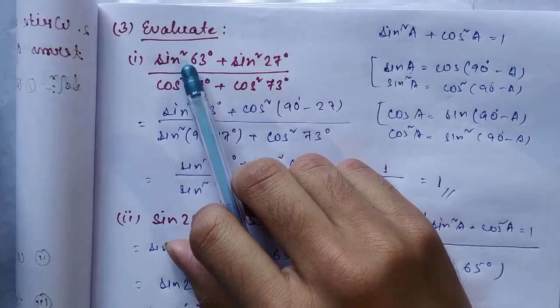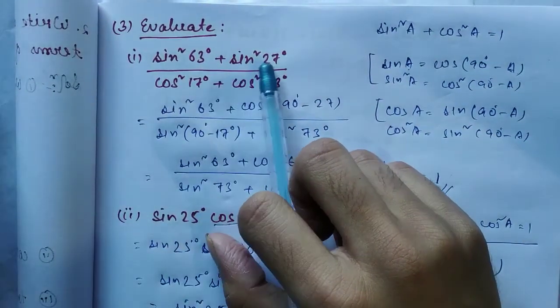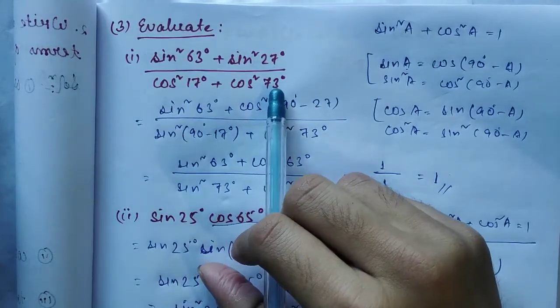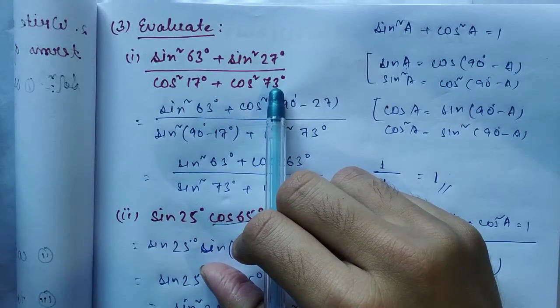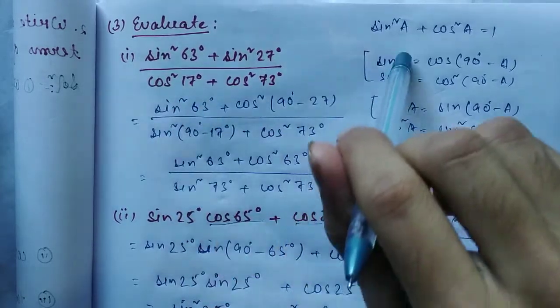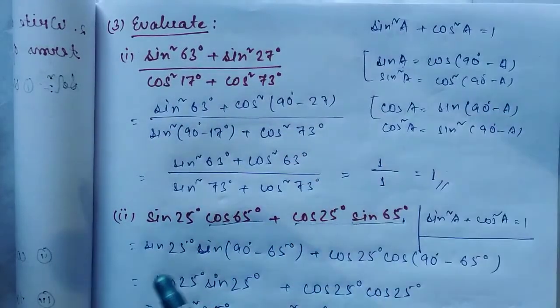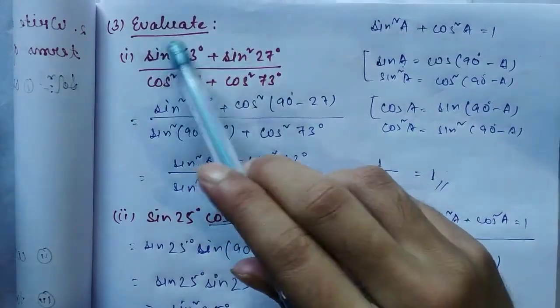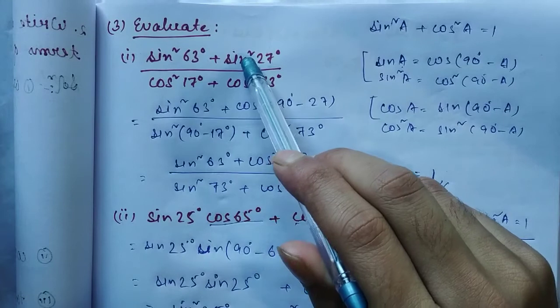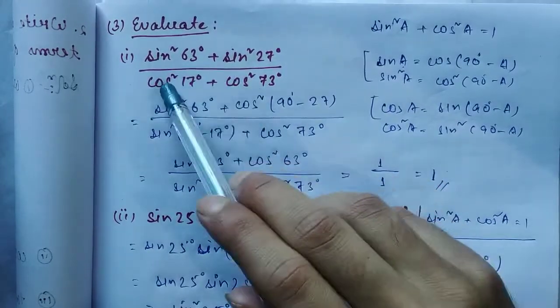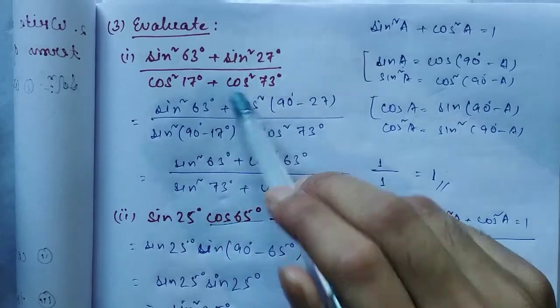So the first problem is sine square 63 degree plus sine square 27 in the numerator, and cos square 17 plus cos square 73 in the denominator. So our basic problem here is to convert both the numerator and denominator in terms of sine square A plus cos square A. So what we do is convert either one of these two terms in cos of A, and for the denominator we convert either of these two cos terms in terms of sine square.